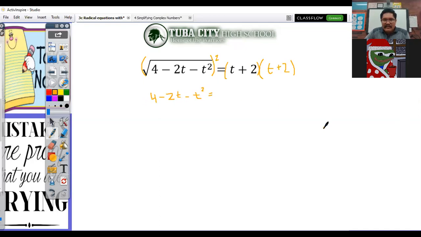So let's go ahead and continue on with this part. We need to FOIL this part here. So t times t is t squared. Outside is plus 2t, excuse me, 2t, and then my inside term is also plus 2t. And last term is 2 times 2, which is 4.